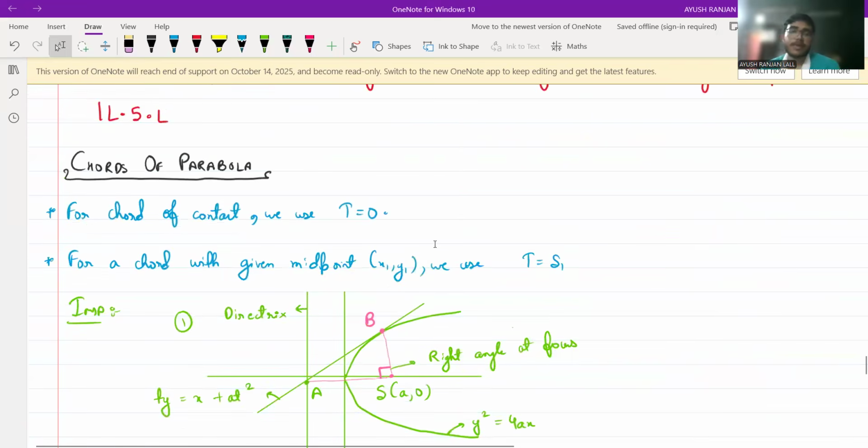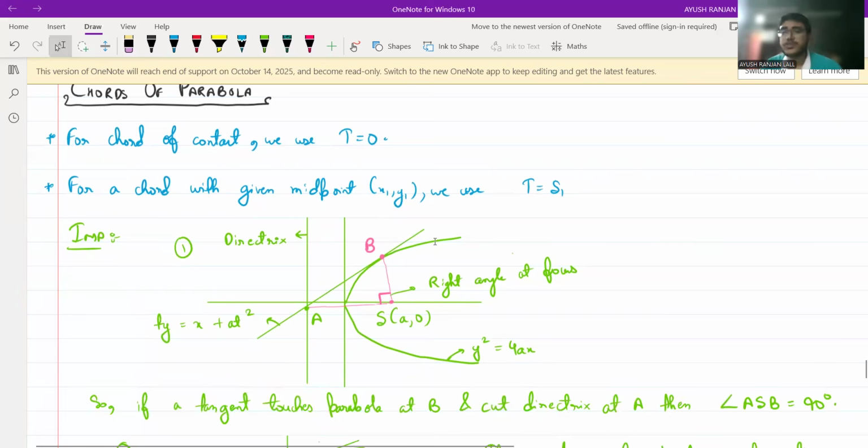Next, chords of parabola. Whenever you have this, use what? t equals to s1. When they have given the midpoint x1, y1, use t equals to s1. And if they have given chord of contact, then use t equals to 0. Two things: if they have given chord of contact, use t equals to 0. And if they have given the midpoint x1, y1, then we will use t equals to s1. So remember these two things.